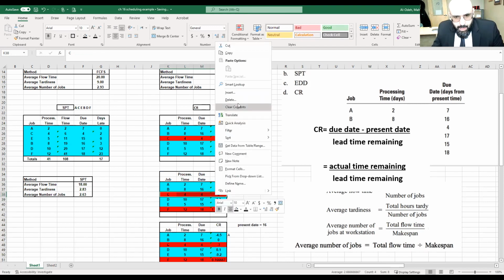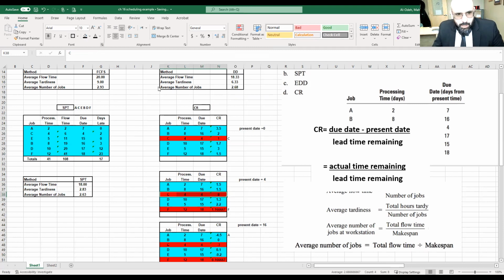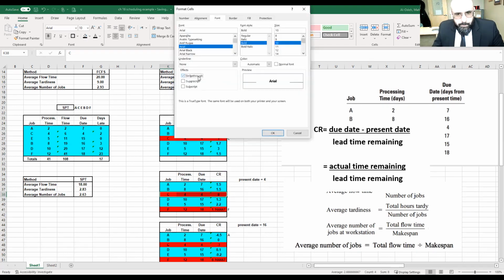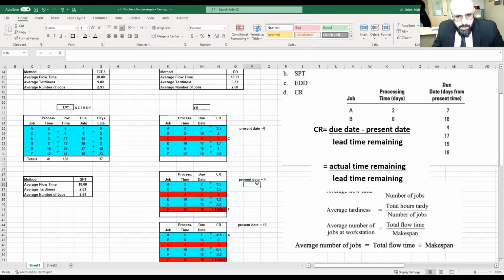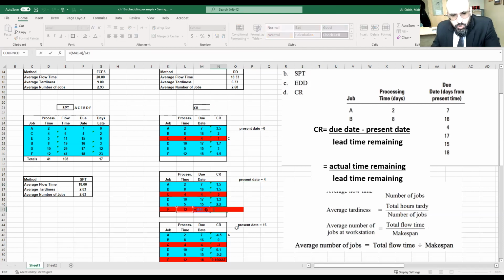So we'll ignore C here in this table. We could hide it if needed, but I just struck it out to make sure that it is ignored. We're done with it. It's scheduled as the first one. And now we do the same thing for D, E, and F by calculating the CR.